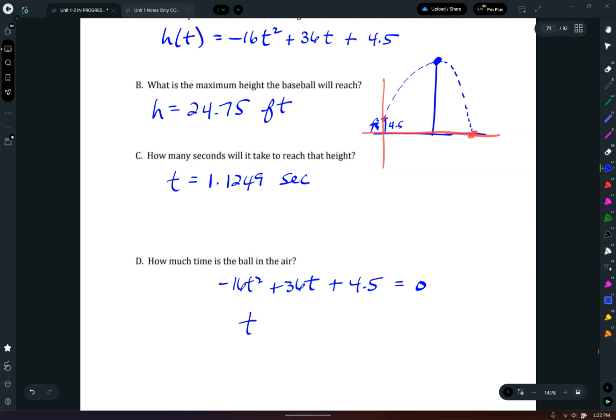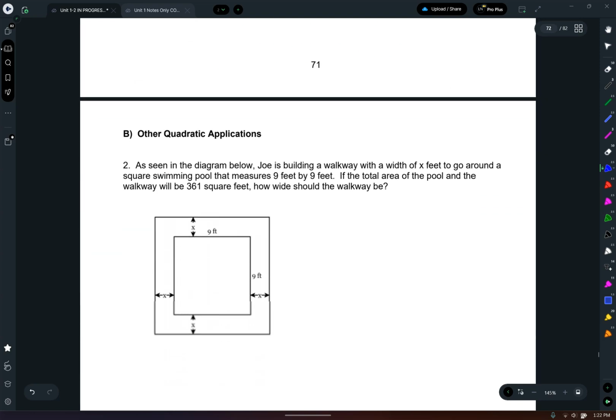So t equals 2.3687 seconds. Okay. So let's go to the next one.